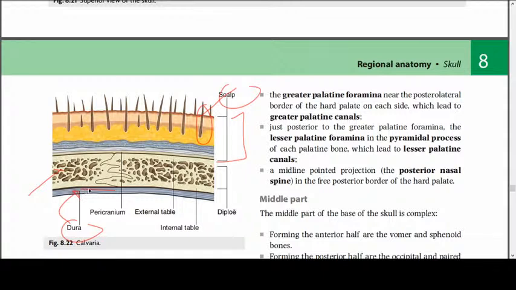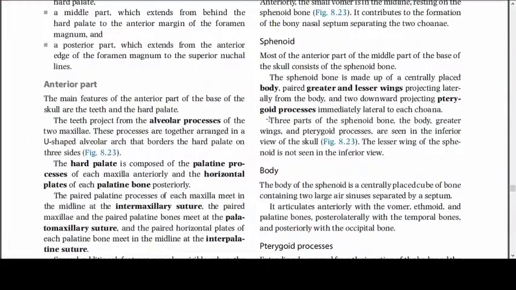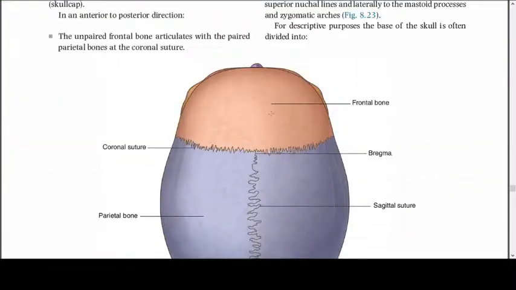It is not shown in this figure, but this is a suture right here. This must be a portion of the sagittal suture, or it might be a portion of the coronal suture. I don't know, but it is a suture. Anterior part and posterior part.